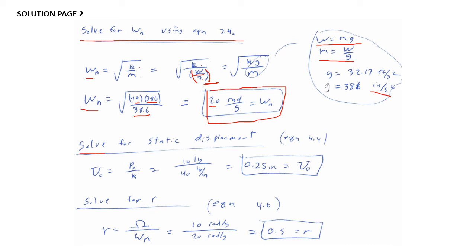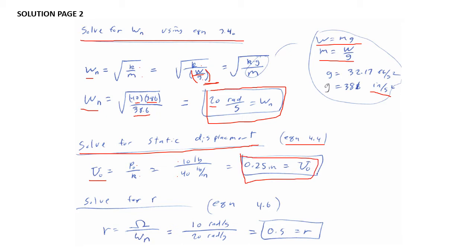From there, we can solve for our static displacement, and this comes from equation 4.4. Our capital U naught is equal to P naught over k. Plugging in our values, we have 10 pounds divided by our 40. Therefore, we have U naught is equal to 0.25 inches.